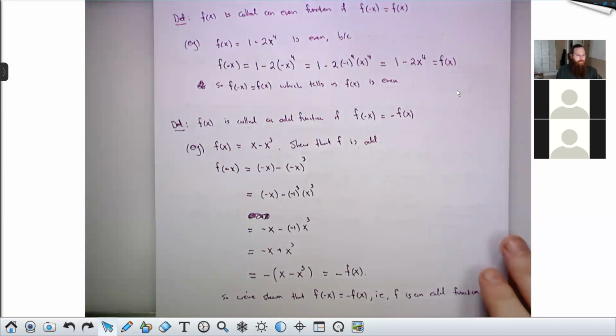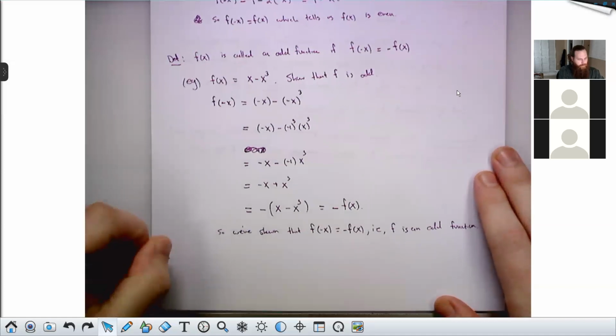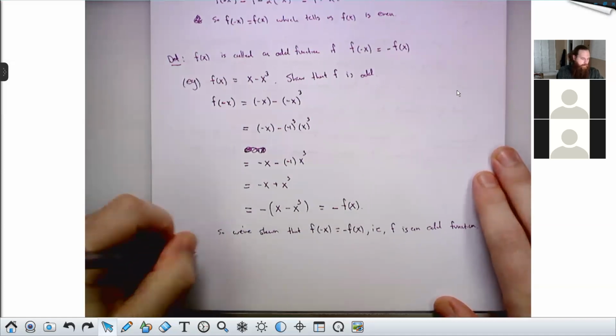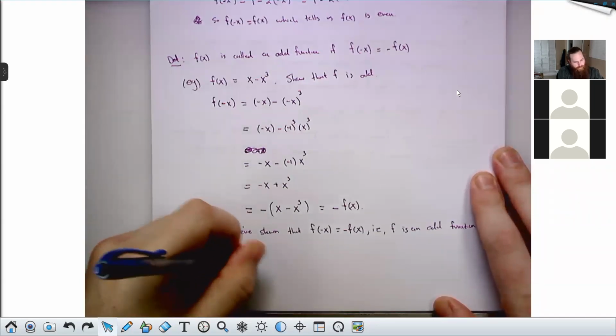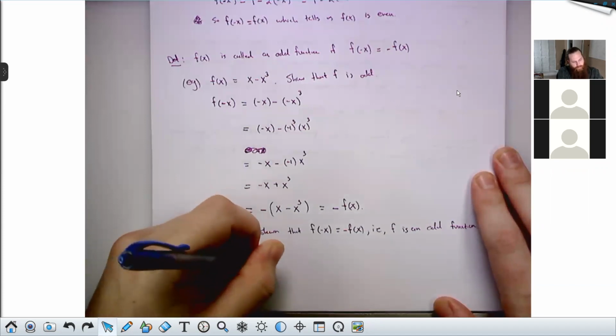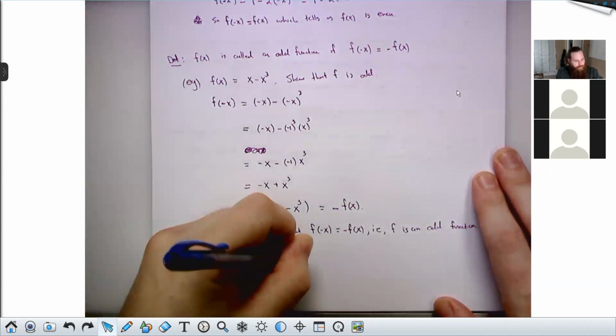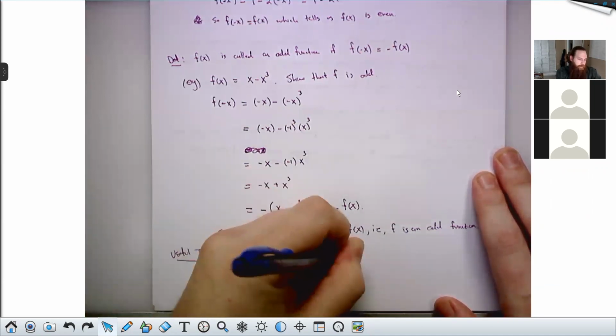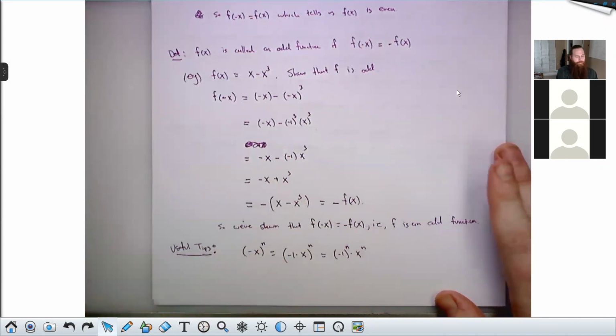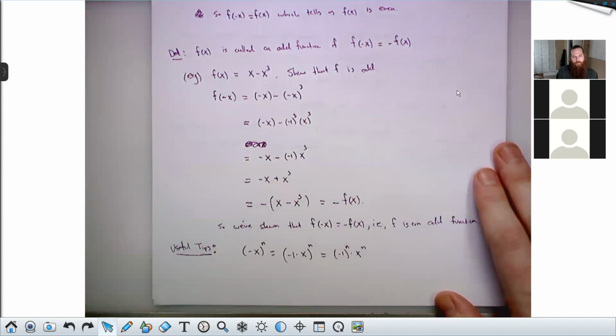Okay. The necessary algebra things to remember. Useful tips. Negative x to any power is the same as negative 1 times x to that power, which is the same as negative 1 to that power times x to that power. All right, this is really what we're using in both of those processes. That's really just the one tip.